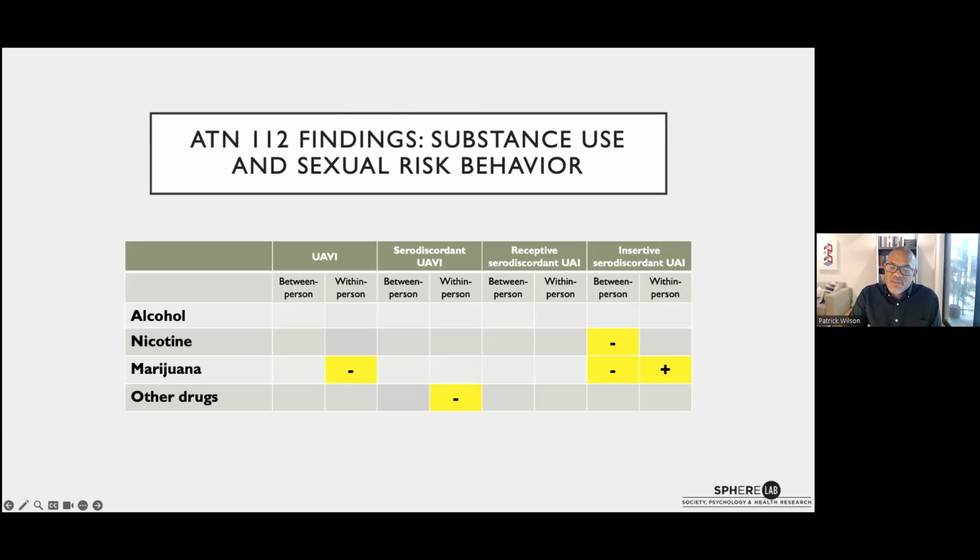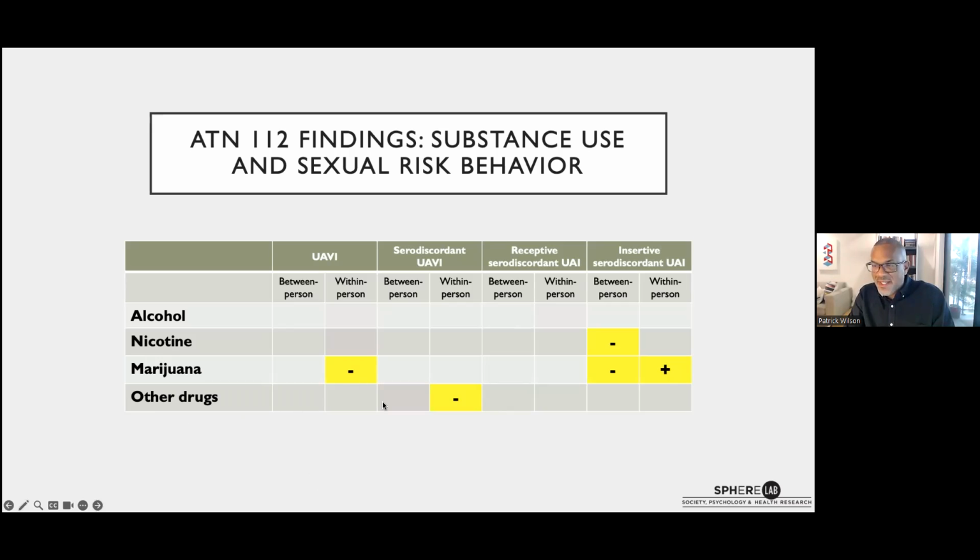And while I'm not showing the estimates here, we have it again looking at substance use and sexual risk behavior, where we look at the main drugs that were used by the sample, but focusing here on marijuana and insertive serodiscordant UAI, you can see people that used marijuana overall were less likely to report that behavior, but on days in which they used it, they were more likely.